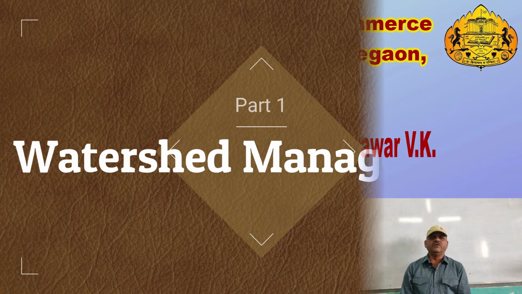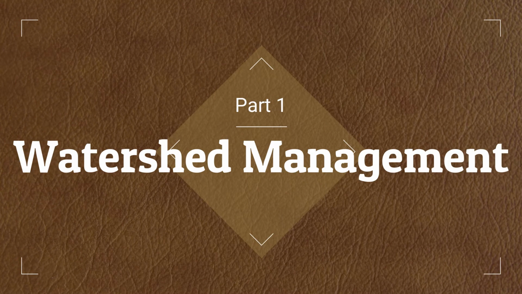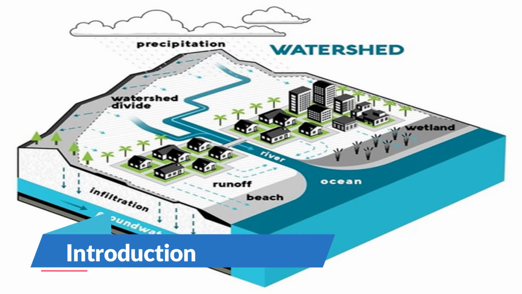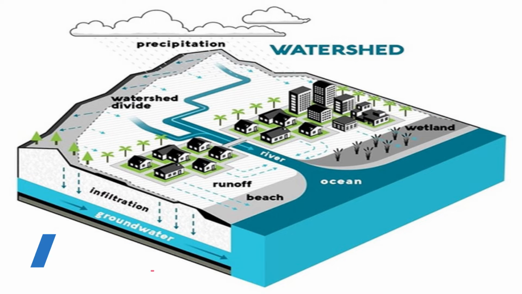Dear students, in today's video, we'll deal with the topic Watershed Management. Watershed may be defined as the land area from which surface water drains under gravity to a single outlet such as a stream, a river or a lake. The rainwater flows from the ridge into nalas and finally collects in the ponds. This entire area with a common drainage is called a watershed.